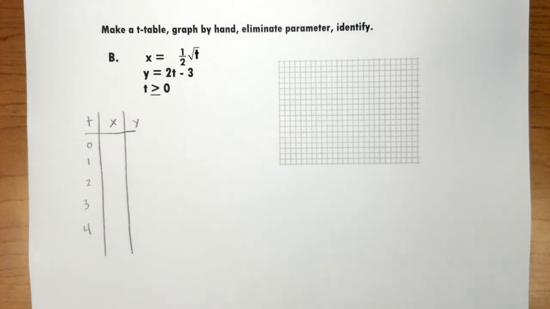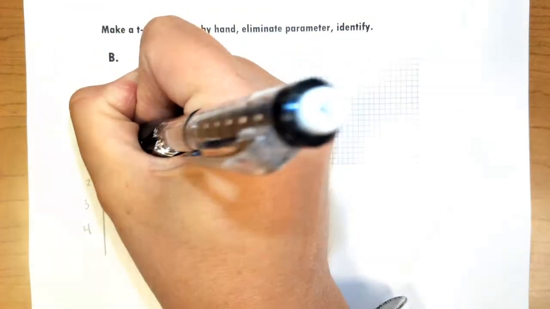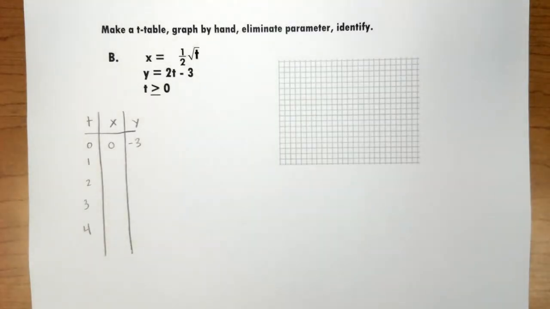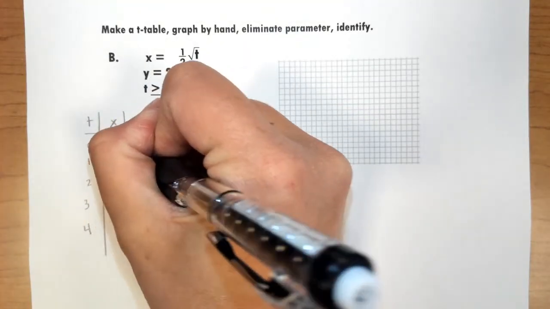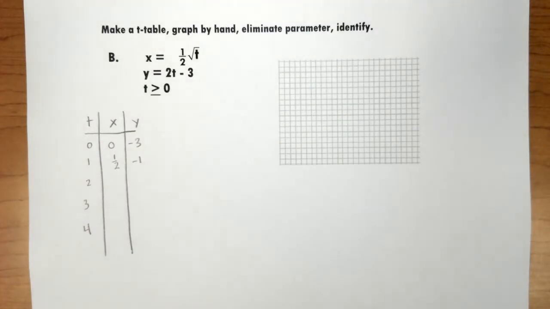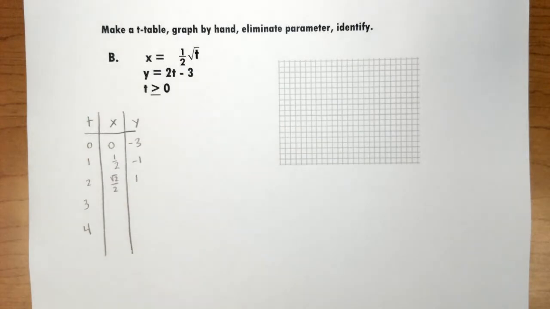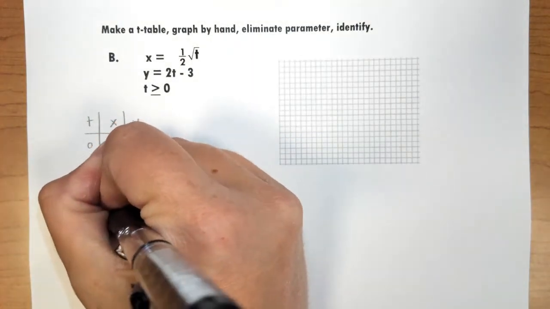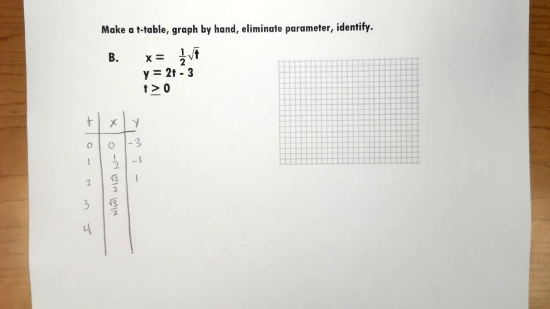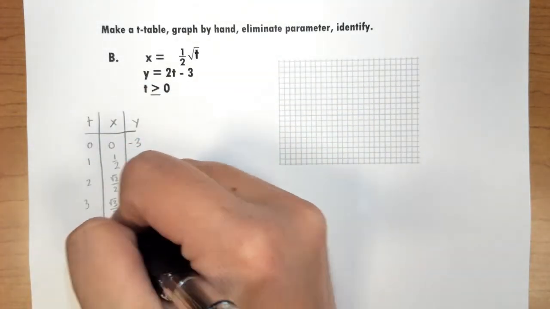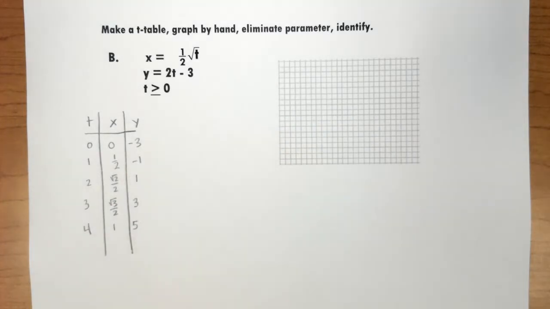So when t is 0, x is 0, y is -3. When t is 1, x is 1/2, and y is -1. When t is 2, x is going to be root 2 over 2. It's about 0.707, and y is 1. When t is 3, we get root 3 over 2. It's about 0.8 something. And then y is 3. And then when t is 4, we get 1 for x and 5 for y.